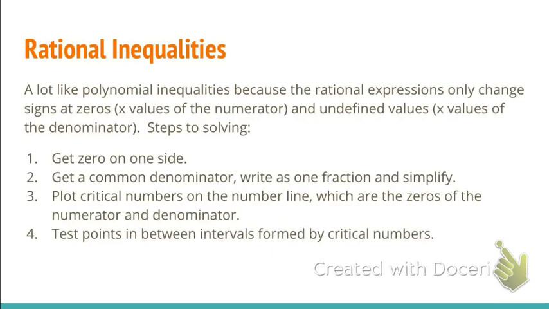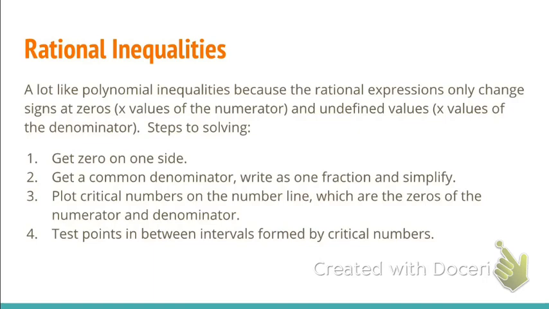So let's just finish up with rational inequalities. They're very similar to polynomial inequalities because we're going to find critical numbers and test points on intervals. But how do you find the critical numbers? You're going to get 0 on one side. You're going to get a common denominator and write the rational expressions as one big rational expression. And the zeros of the numerator and the denominator are going to be your critical numbers. So any domain restrictions, any x-intercepts, any asymptotes, any holes, they're all going to go on your number line. Anything that makes the numerator or denominator 0, once it's one rational expression and it's factored, is a critical number.